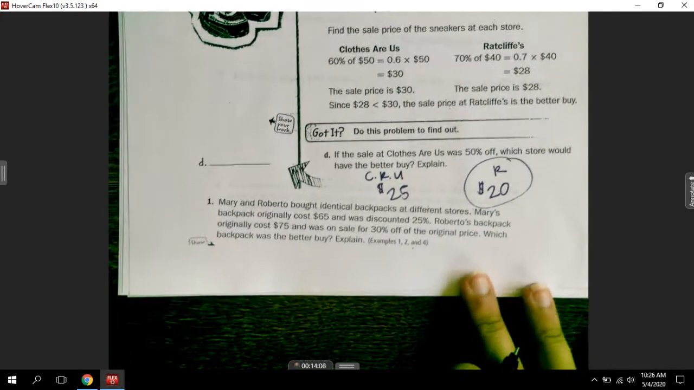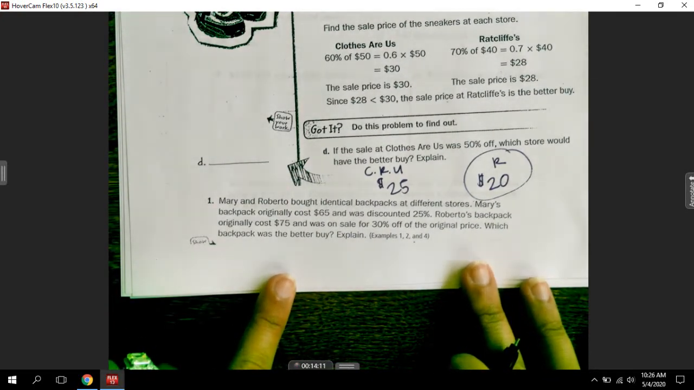Alright, example 1 down here. Let's go ahead and do that since it's a little bit different. There's a bird hitting my window.